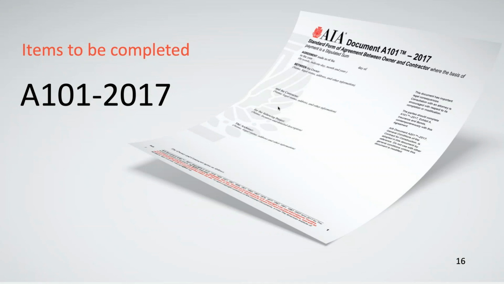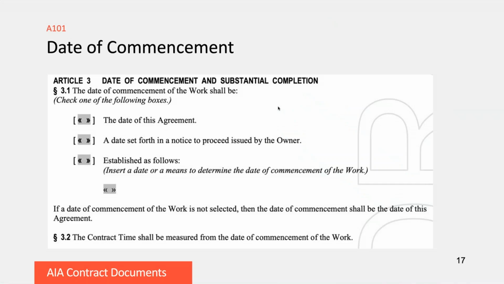So we're going to go through the items that are to be completed in the contract. So we start with the date of commencement, and there are 3 different formulas that are indicated in here. You can pick a hard date. It could be the date that the contract is executed. That's the first choice at the top.